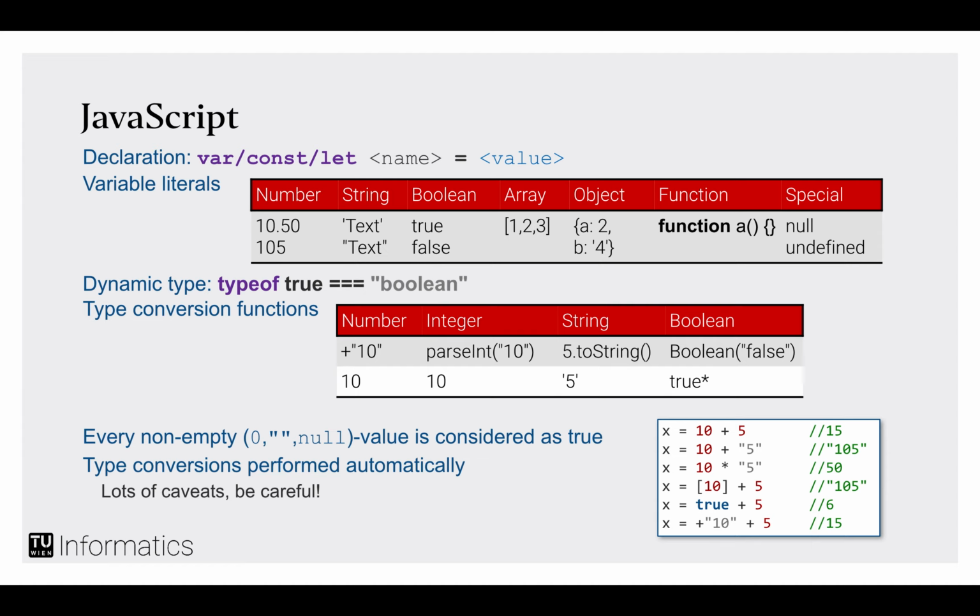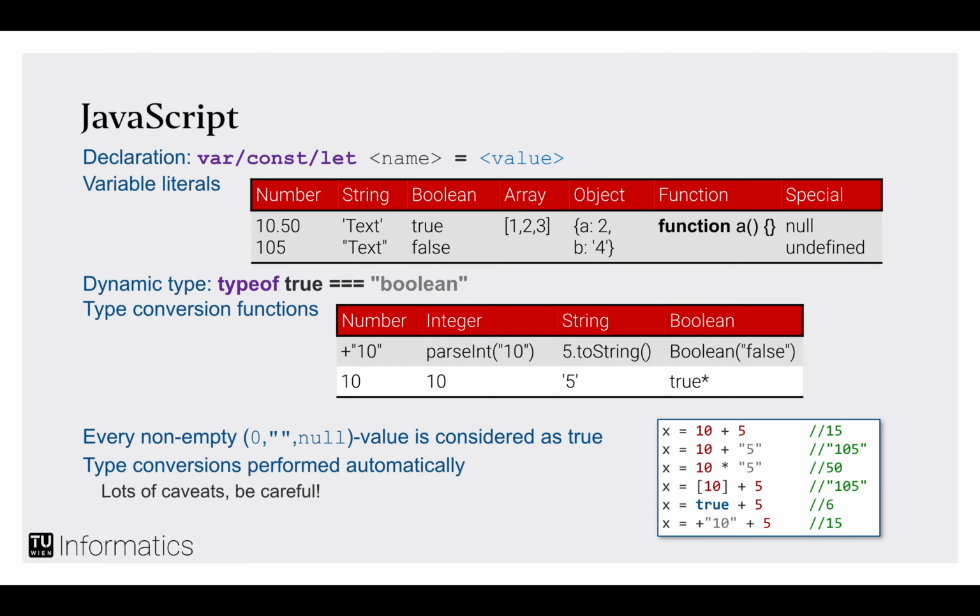0, the empty string, and null are still true. So if you say if empty string, it will come out as true, for instance. Only if something's undefined, it's actually false. And the other thing is that type conversions often happen automatically. So that's also, and you see that on the right side here.